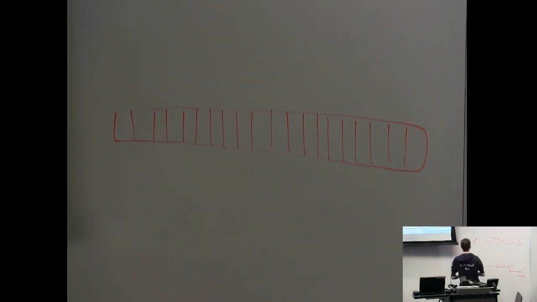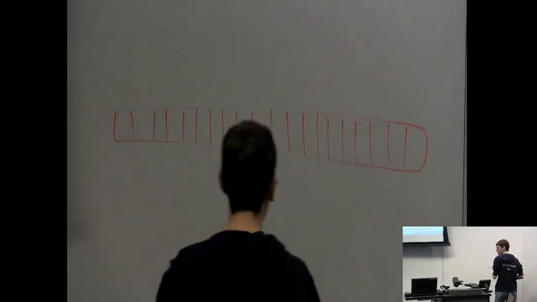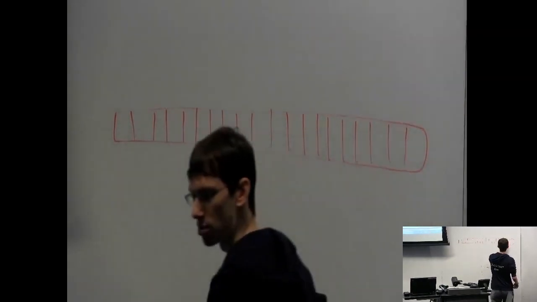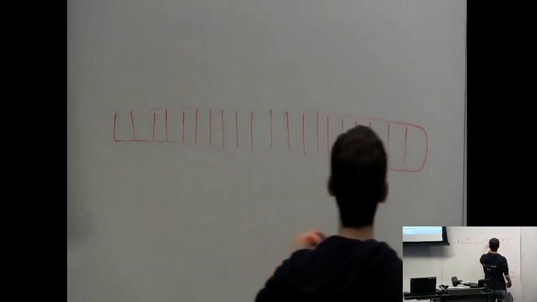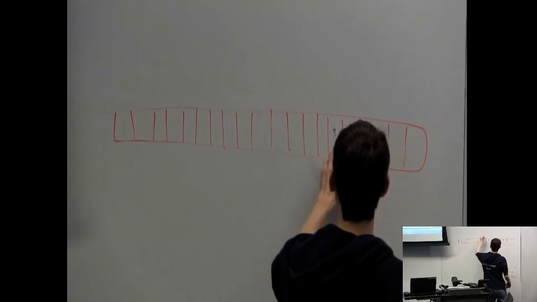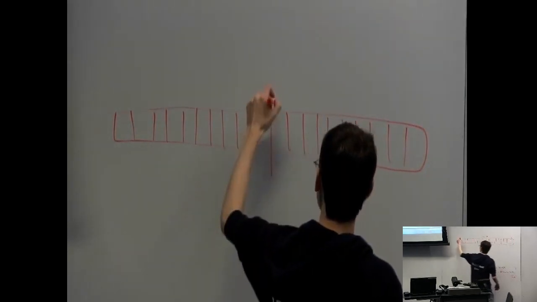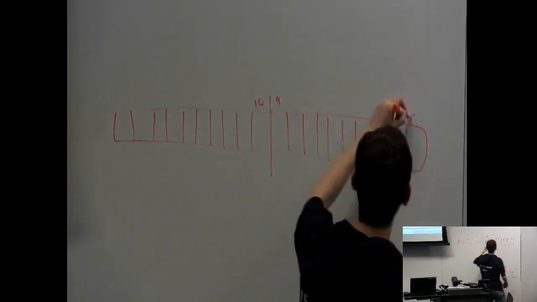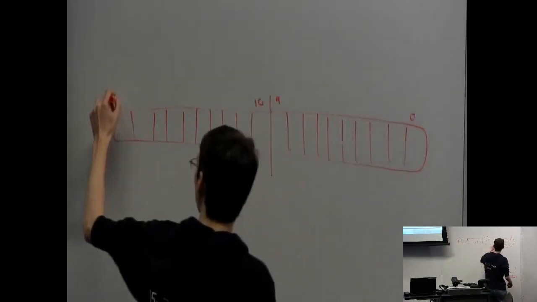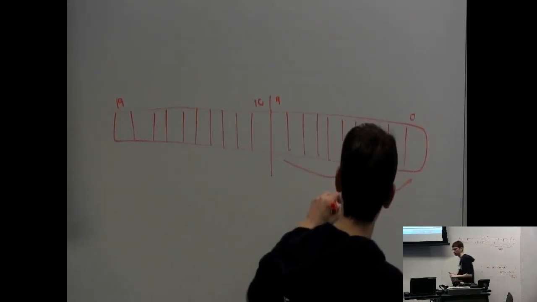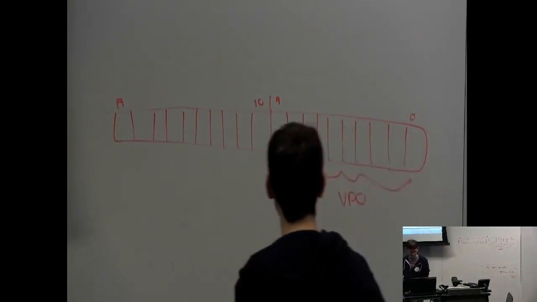10, exactly. Just log base 2 of 1,024 will give us how many bits we need for the offset. So the VPO is going to be 1, 2, 3, 4, 5, 6, 7, 8, 9, 10 bits, so bit 0 through bit 9. This part here is the virtual page offset. All of those bits are that.